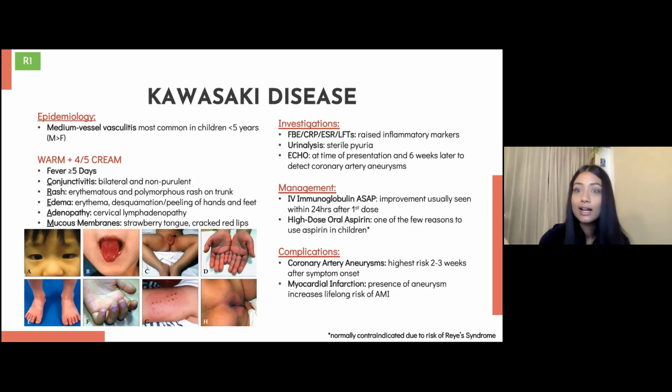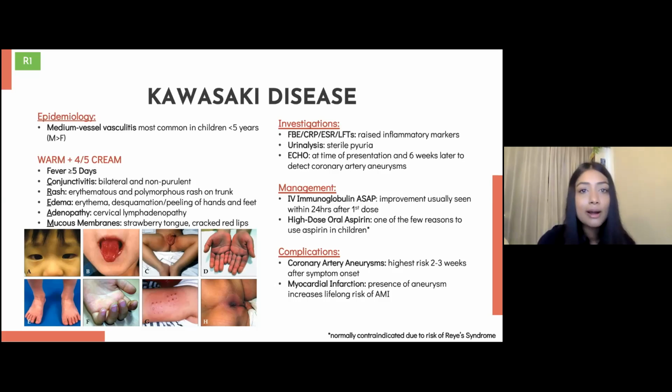So patients will require an echo at the time of presentation, and at 6 weeks follow-up to monitor for any aneurysm development, which is most likely to develop 2 to 3 weeks after symptoms start. If they do have aneurysms, which is very rare these days, thanks to more awareness of Kawasaki's disease, earlier identification of it, and the quick administration of IVIG. If they do develop aneurysms, that can place them at a lifelong risk for MIs as well as other cardiac complications, but usually that's quite rare because hopefully we've given enough of the kids IVIG.